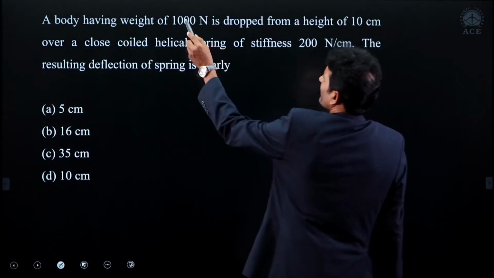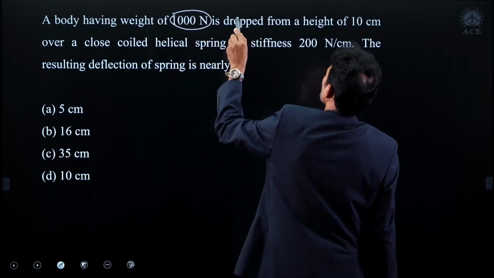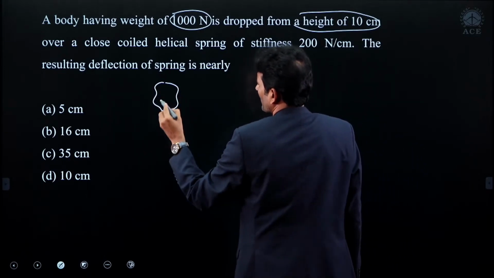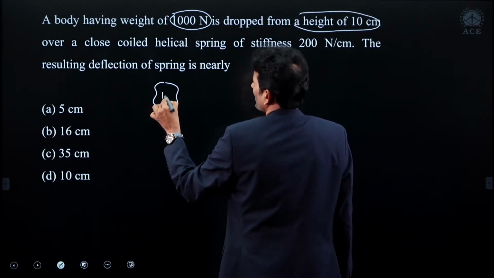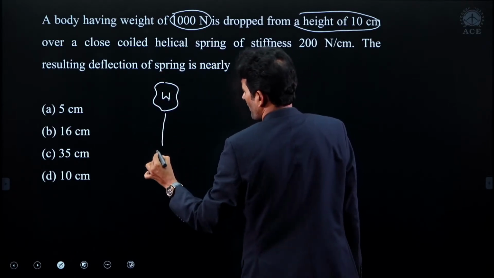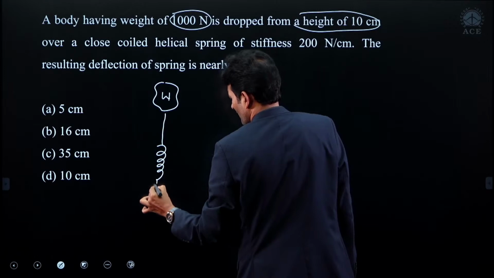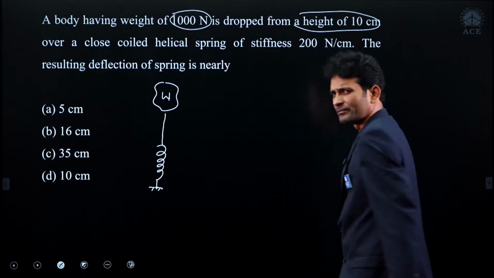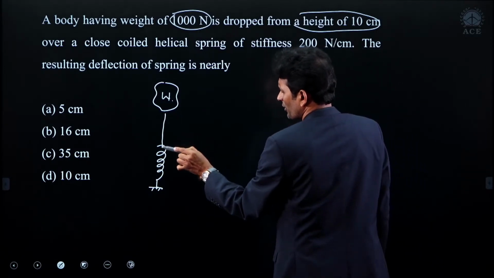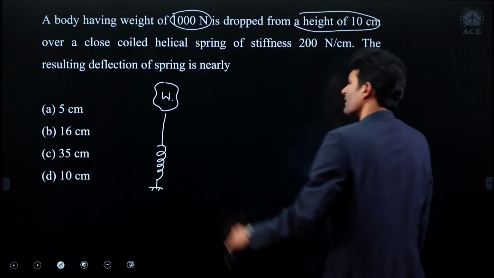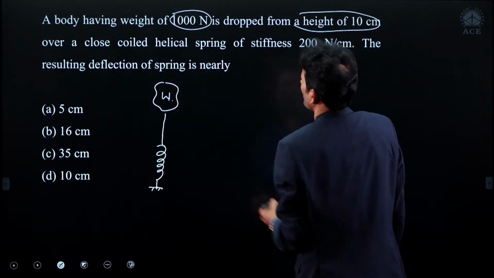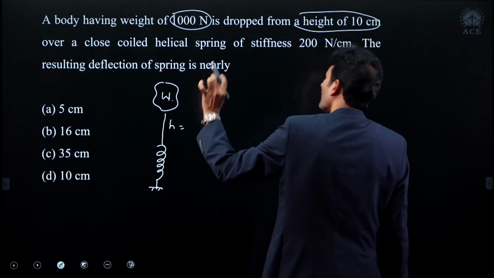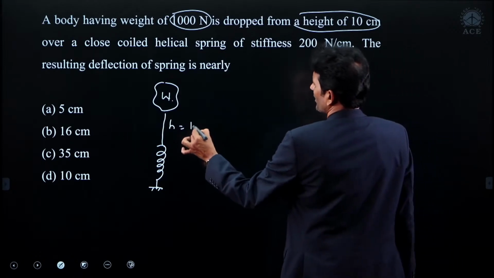A body having a weight of 1000 Newton is dropped from a height of 10 centimeters. Some weight is going to be dropped on a spring. This is the spring we are having. Whenever this weight is dropped onto the spring, the potential energy of the weight is going to be converted into the strain energy. I am using that concept. H is the height from where I am dropping the load, 10 centimeter.